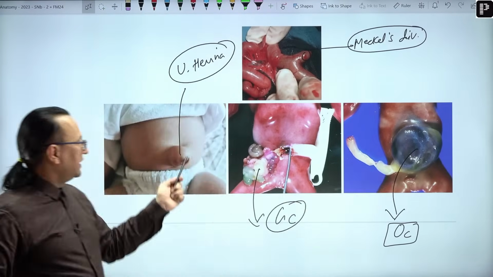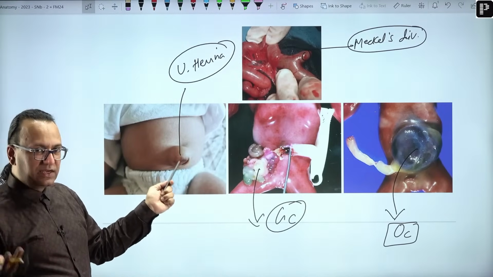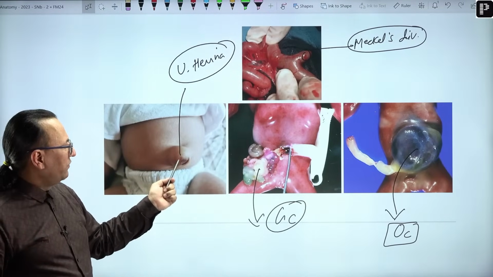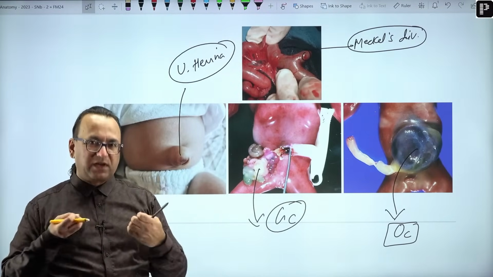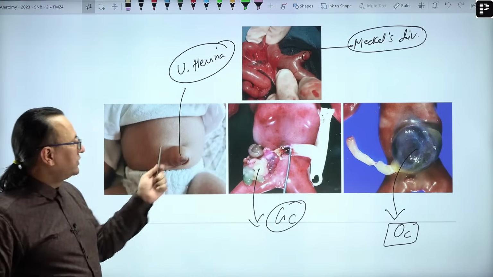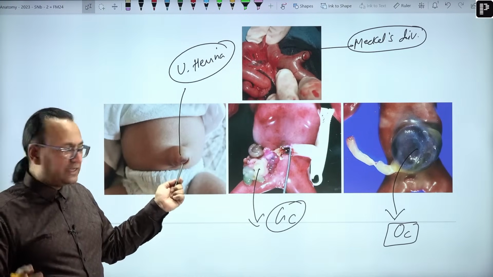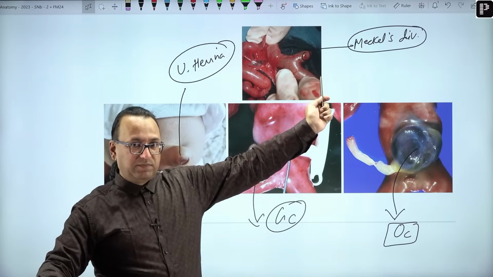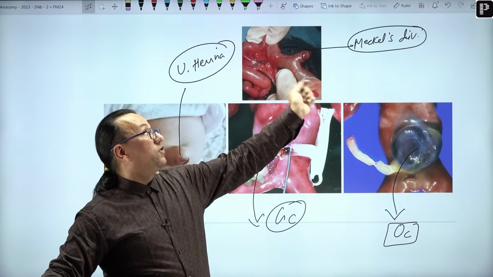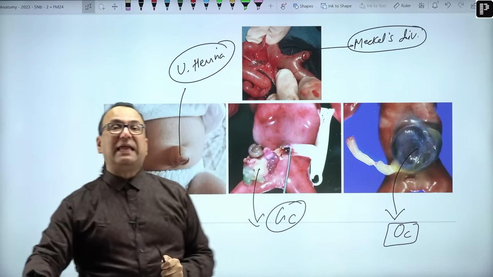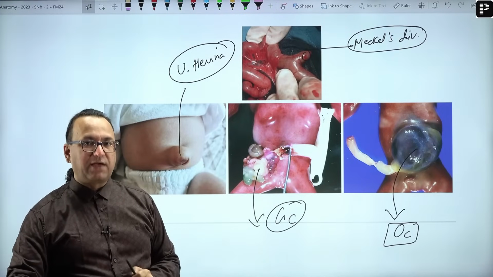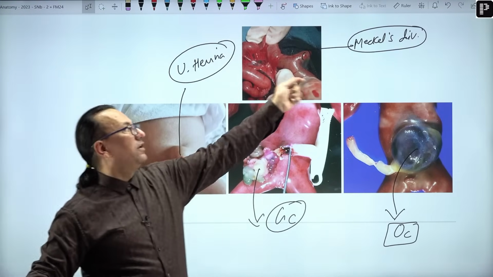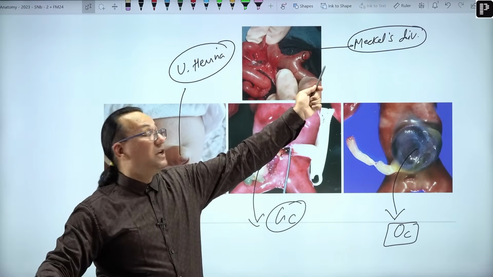So if skin is covering it, then it is an umbilical hernia, which could be a normal protrusion of omentum, maybe omentocele, not necessarily intestine. It could be just omentum. And then there is Meckel's diverticulum. That is another story where you have persistence of the vitello-intestinal duct, the midgut diverticulum. Normally the midgut diverticulum, what is called Meckel's diverticulum, should disappear.